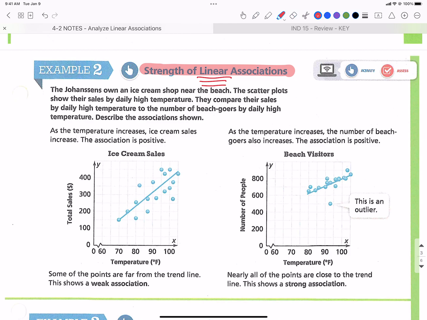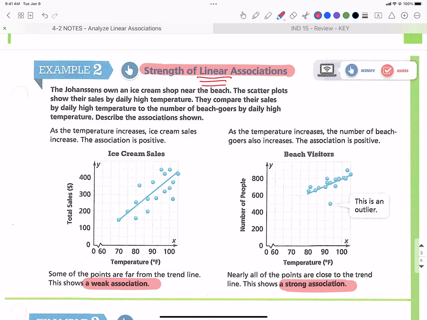This one is an example of weak association. This is an example of strong association. The difference is that in weak association, they are all still trending up, but they're just not really sucked in tight to that trend line. There's kind of a wide path. It's still trending up, and they all still trend together, but it's just kind of a wider path. In strong association, they are all tucked in really, really tight.